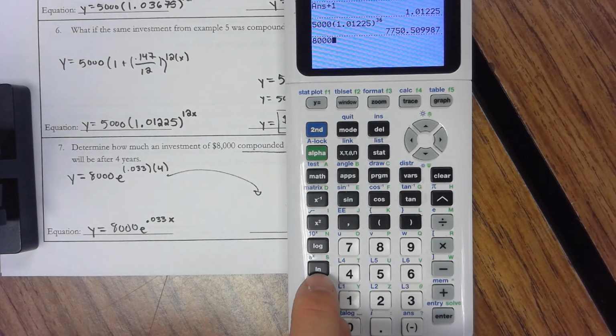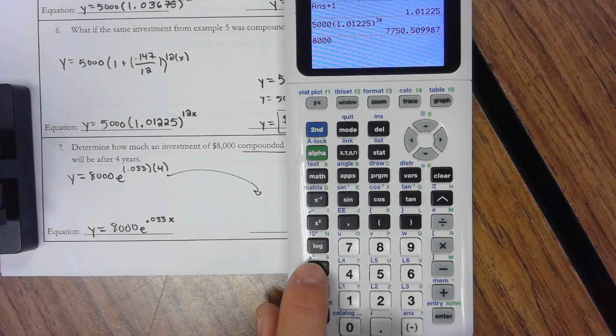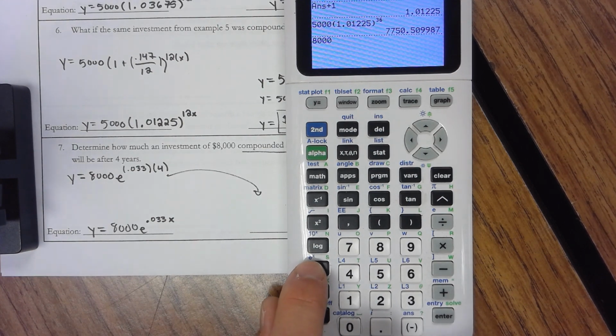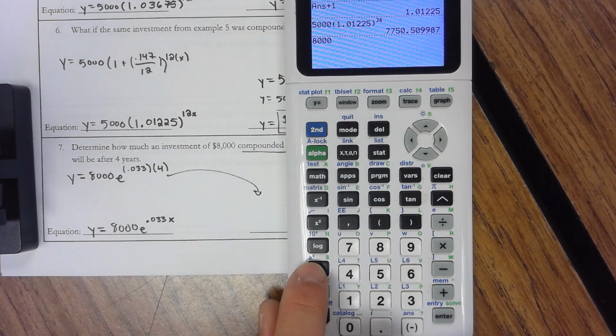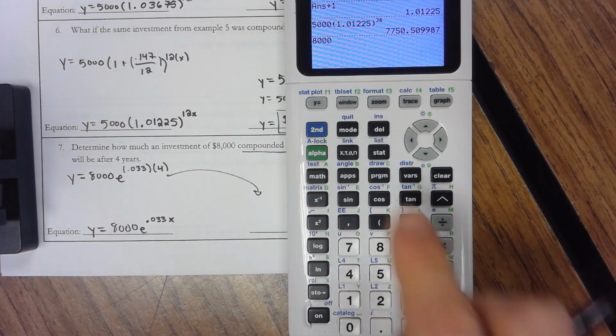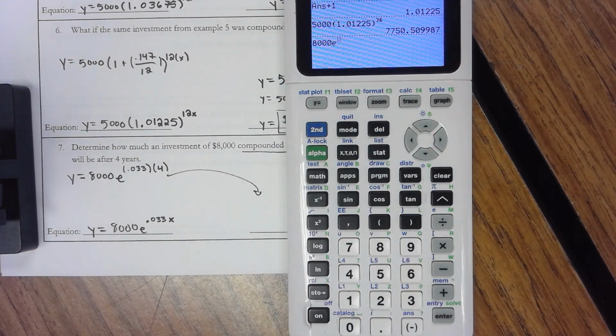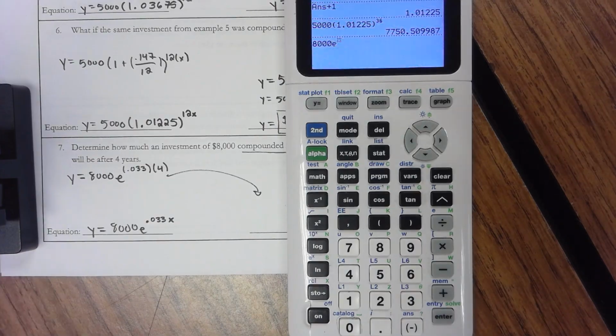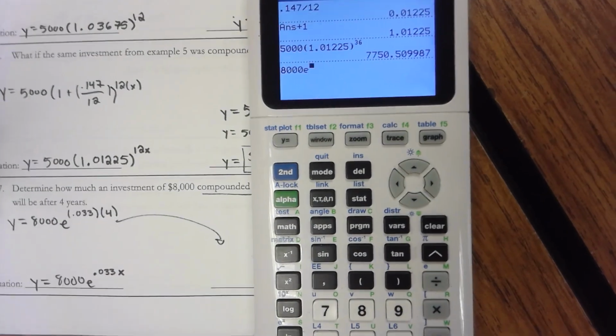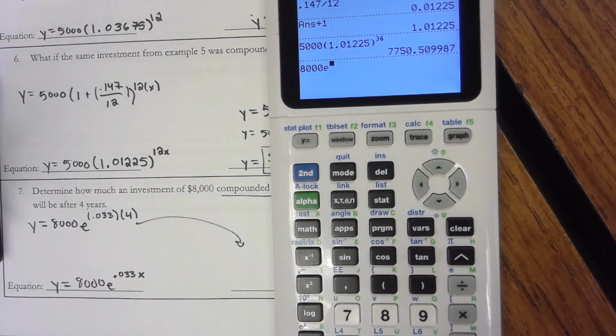We are going to talk about natural logs and logs when you come back from spring break. If you look above it, that value of e is written right above that. So we have to press second and then that ln button. That'll bring in the number e.